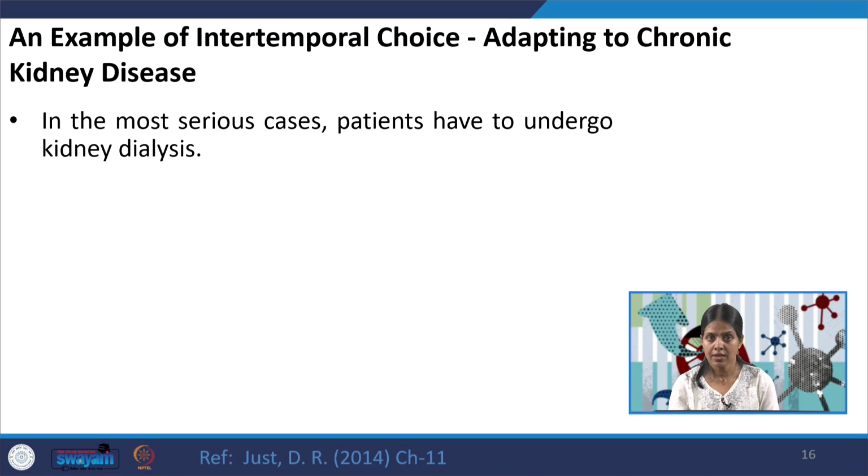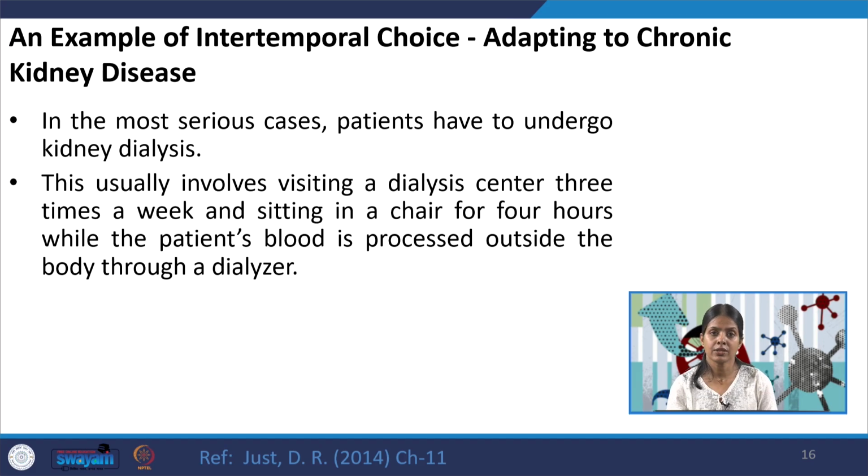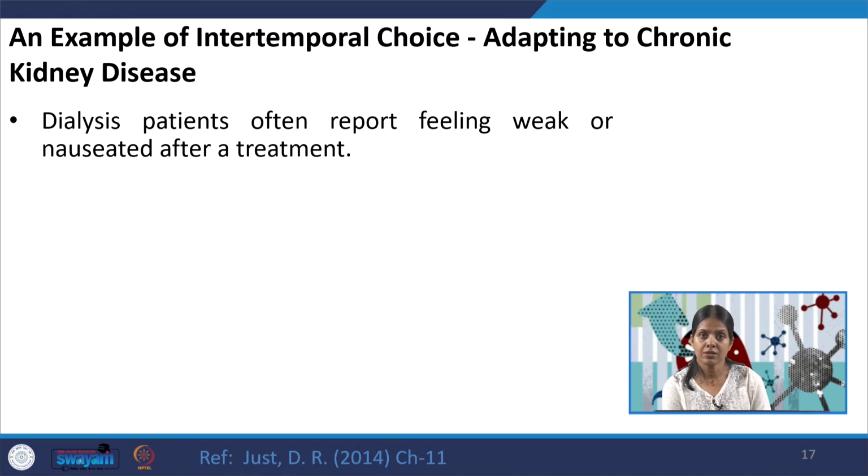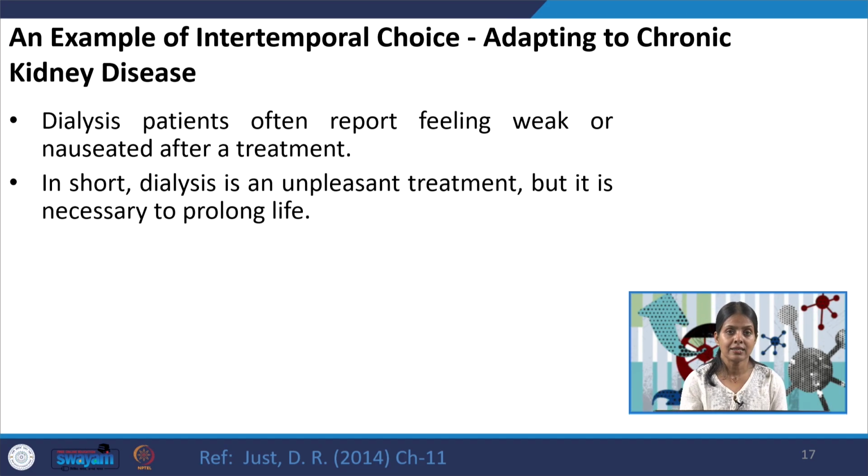In the most serious cases, patients have to undergo kidney dialysis. This usually involves visiting a dialysis center 3 times a week and sitting in a chair for 4 hours while the patient's blood is processed outside the body through a dialyzer. Dialysis patients must undergo this treatment several times a week, or else toxins quickly accumulate in the body, resulting in death. Dialysis patients are typically required to remain close to a home treatment center and cannot travel. Dialysis patients often report feeling weak or nauseated after a treatment. In short, dialysis is an unpleasant treatment, but it is necessary to prolong life.